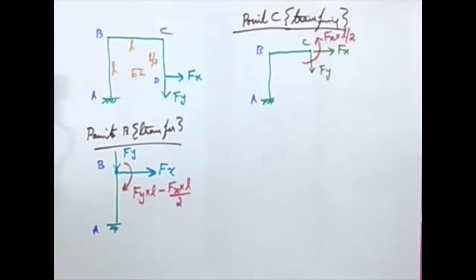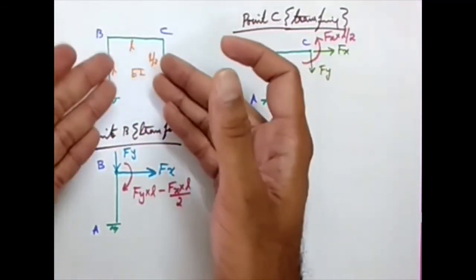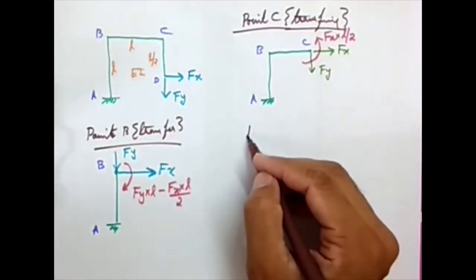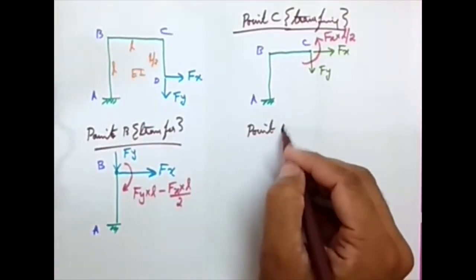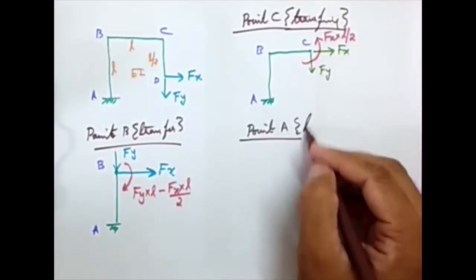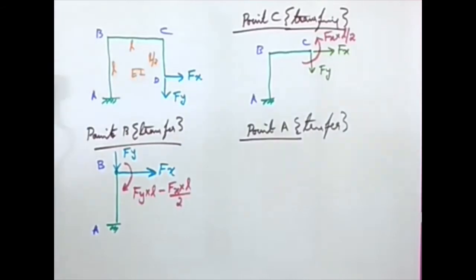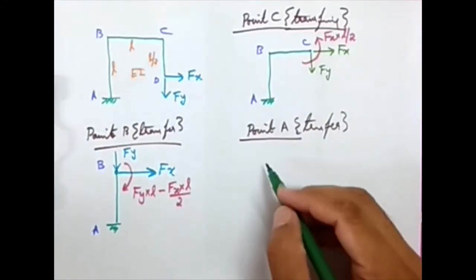I'm getting the same thing. So either I can come from this figure or I can come from this figure, and I'm going to get the same result. Now I'm going for one more transfer. I'm going to transfer everything to point A. So now how will the figure be? I'm going to transfer everything to point A.